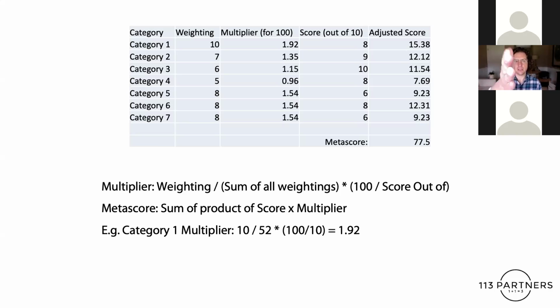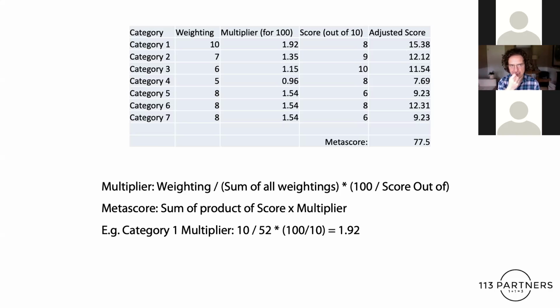And then we multiply our multiplier column by the score column to give us an adjusted score, which then adds up to a meta score. Now, in theory, if everything in this model got a score out of 10 in our score column, if each of those was a 10, our meta score would be 100. But that same set of numbers, if it was applied to different categories, you'll have a different meta score because the weighting is different between each of them.